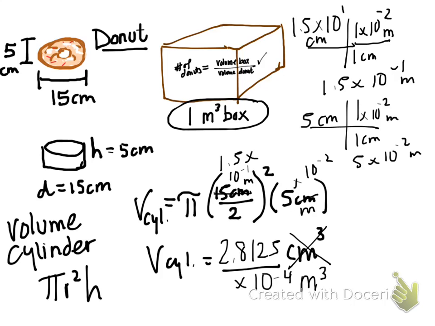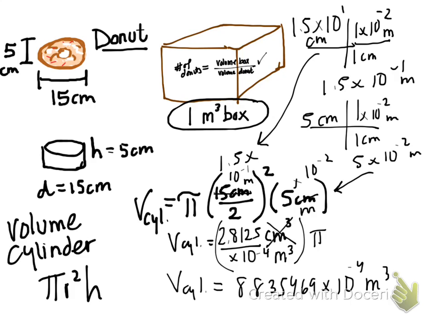Okay, through a little fancy footwork, we got our conversion for the diameter and hence the radius. We got our conversion for the height. We used those numbers. Be careful about order of operations for your diameter division to radius. And we multiplied it all together. Whoops, that's a preliminary number. Times pi. So when we finish it, we find that the volume of our cylinder, or our donut, is 8.835469 times 10 to the negative fourth cubic meters. Okay, now all we have to do is divide that into the volume of the box.